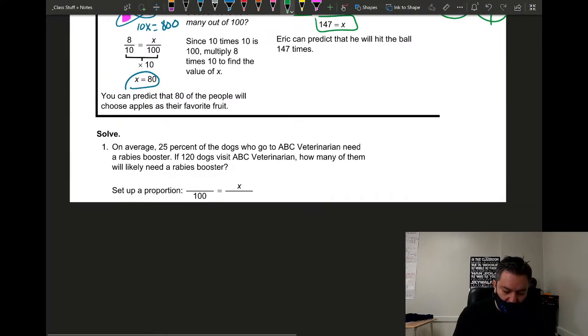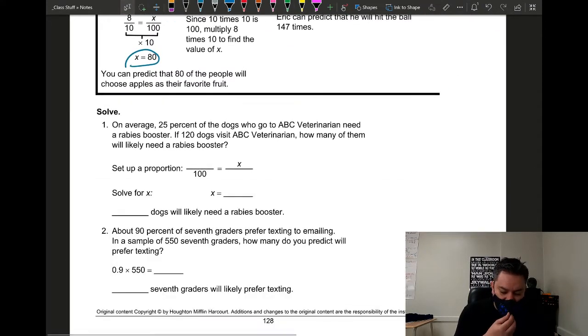Number 1, on average, 25% of dogs who go to ABC veterinarian need the rabies boosters. If 120 dogs visit ABC veterinarian, how many of them will likely need the rabies booster? Again, you can do that with the cross product, or you can convert to decimal and multiply. It doesn't matter.